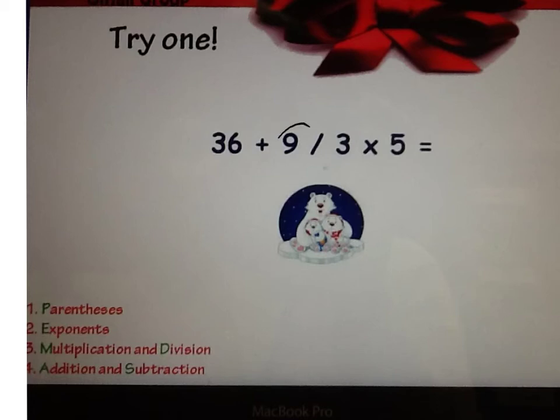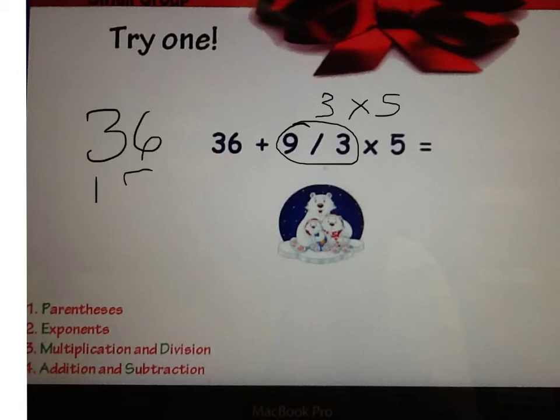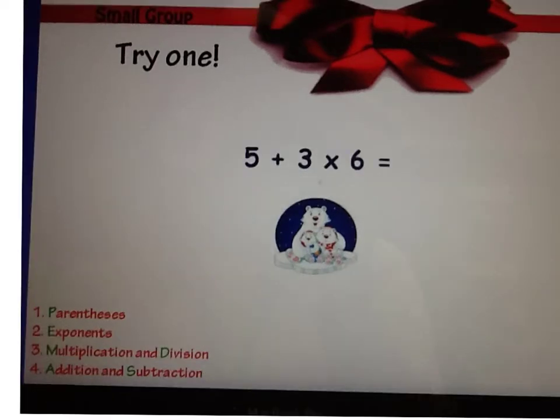So first I'm going to start out with 9 divided by 3, which is going to give us an answer of 3. Then I'm moving to the right and I'm going to multiply it by 5, which is 15. And then I can go ahead and add it to the 36 that is already there. So 36 plus 15. Great job if you're doing this already in your head. So that is going to be the answer of 51.